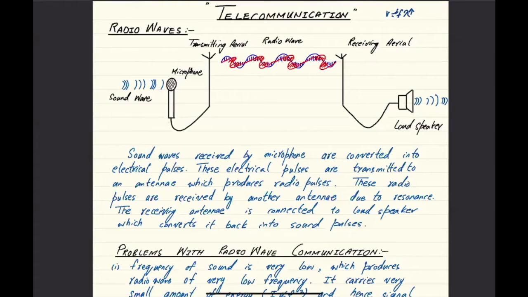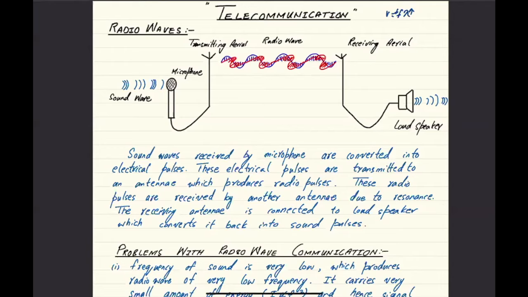So if frequency is very low, the wavelength would be really high, and that would require antennas to be really long. That's almost impractically long. So that is one problem with this low frequency. The other problem with the low frequency of the radio wave is that it carries very little energy.